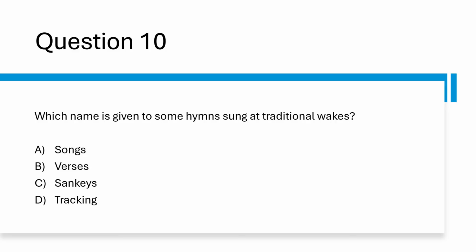And we're left with two options, D, tracking. Now, tracking is not a type of song, and so we can eliminate that, which would leave us with C, Sankeys. All the hymns that are sung, or some of the hymns that are sung at the Nine Night or at a wake session, are referred to as Sankeys. I hope you are getting the answers correctly, and if not, you are actually learning something. Let's jump to question 11.